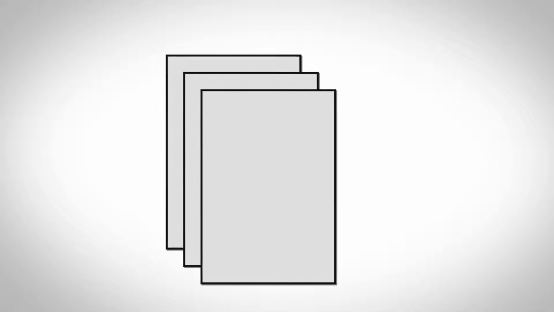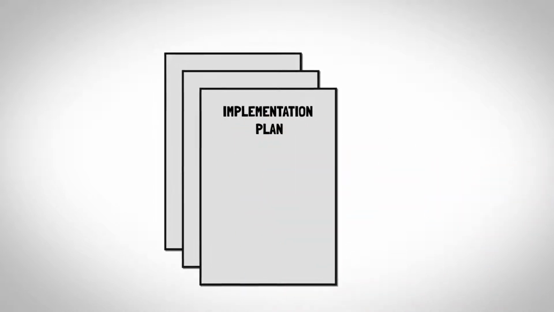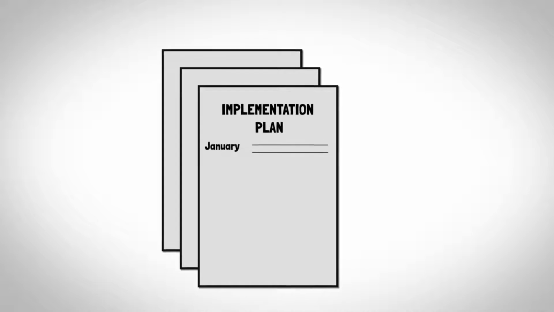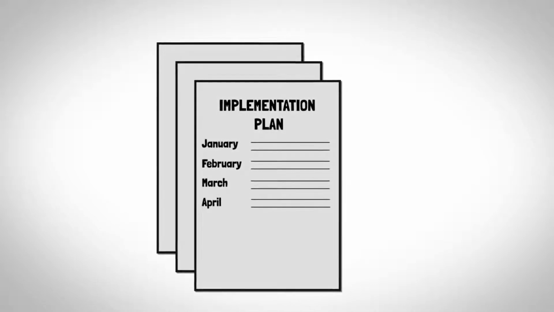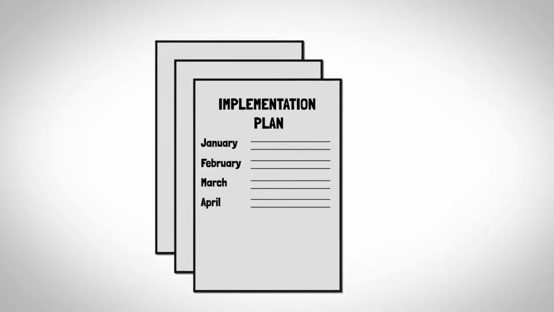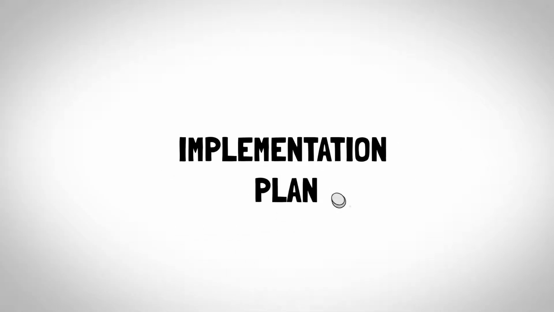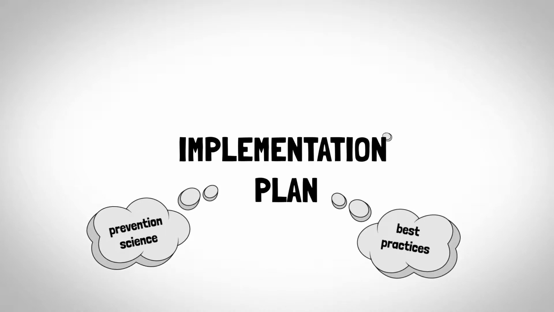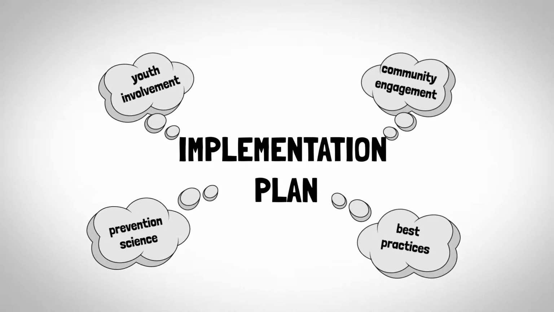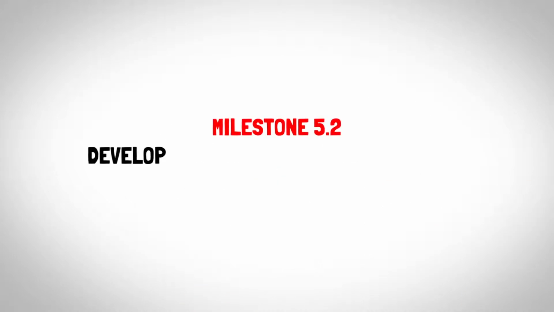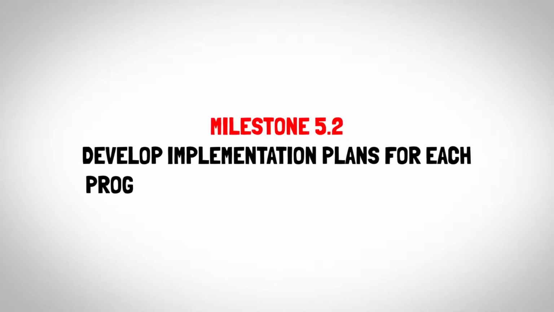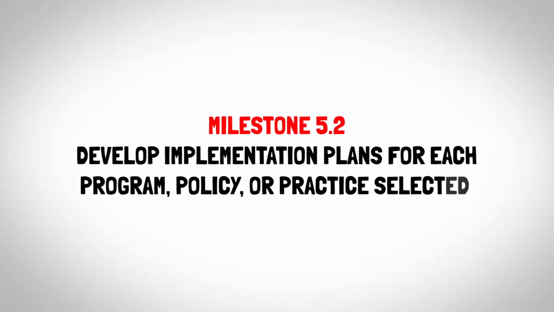Now let's talk about what makes a successful implementation plan. It should include activities that are grounded in prevention science, a timeline, how youth will be meaningfully engaged, and who will be responsible for leading each activity. When we use the best practices in prevention science, our work is more effective in creating change. Engaging diverse and representative community members in the work leads to increased buy-in and support for the plan. This is how you achieve Milestone 5.2. Develop implementation plans for each program, policy, or practice selected.